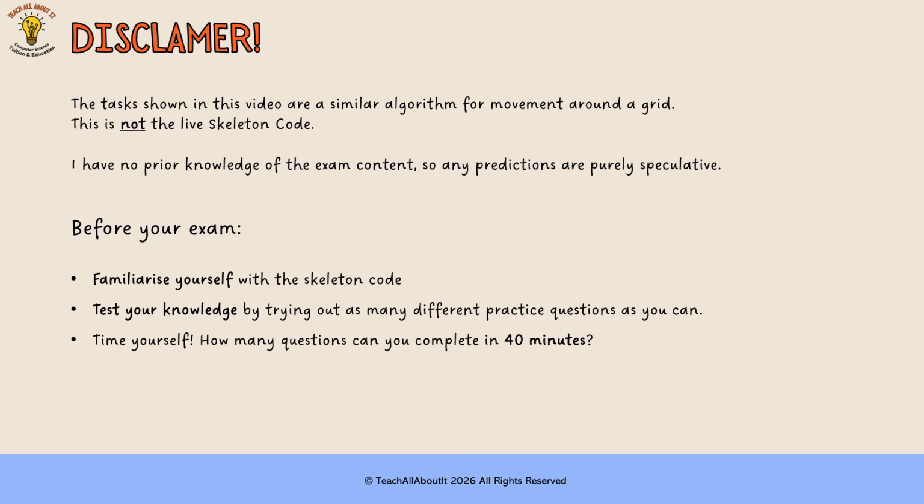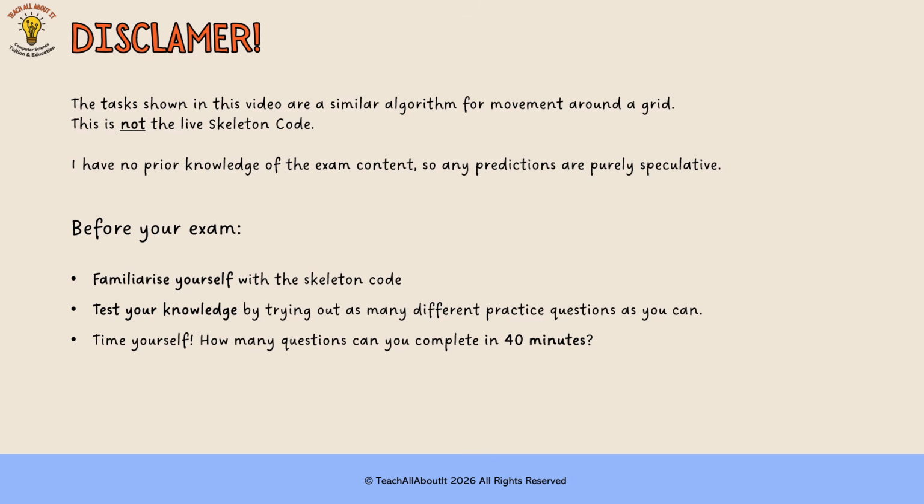So some advice before your exam is to familiarise yourself with the skeleton code. Do make sure that you have got a copy downloaded and that you have multiple copies so that you can then revert back to a clean copy of the code. And when we talk about a clean copy, that means a copy that doesn't have any changes. Make sure that you are testing your knowledge by trying out as many different practice questions as you can. So this is just one example of something that you might be able to embed into the current skeleton code.